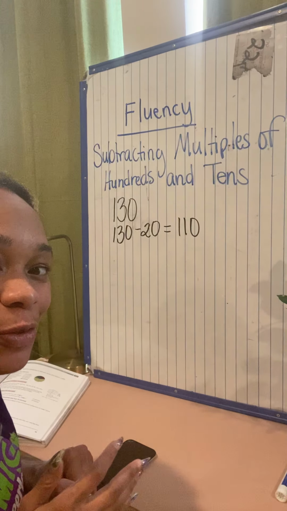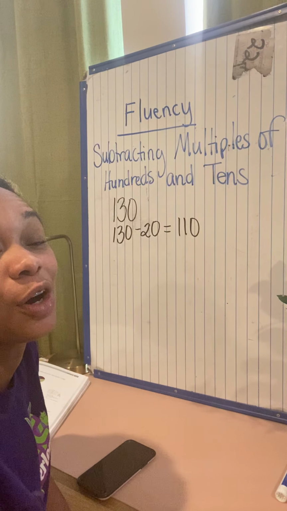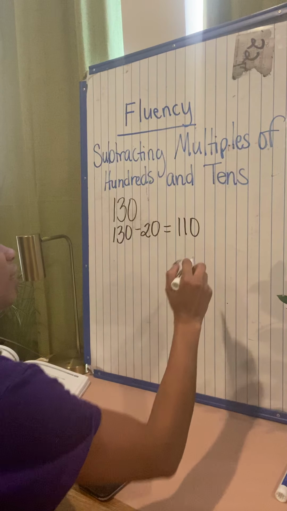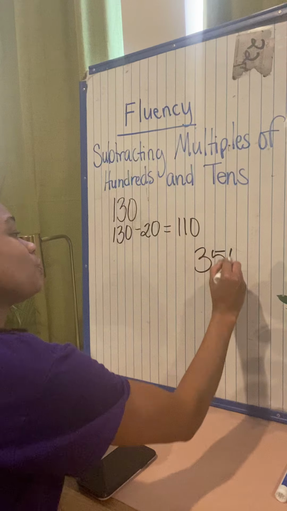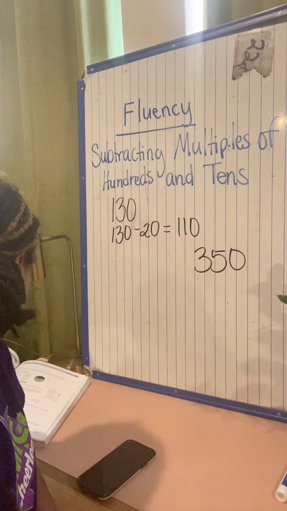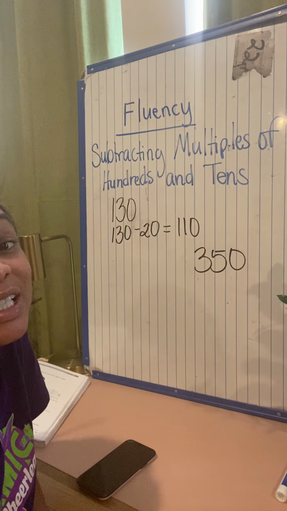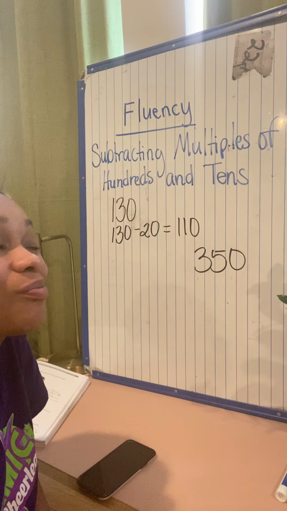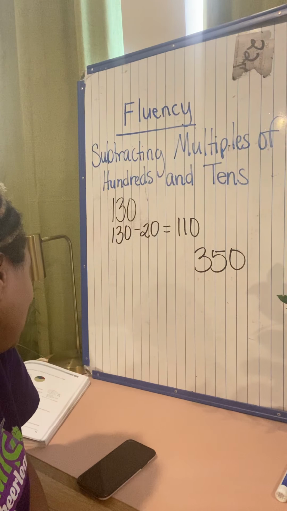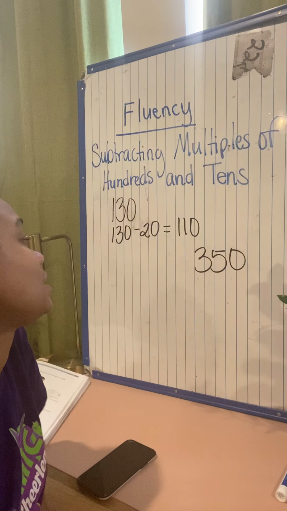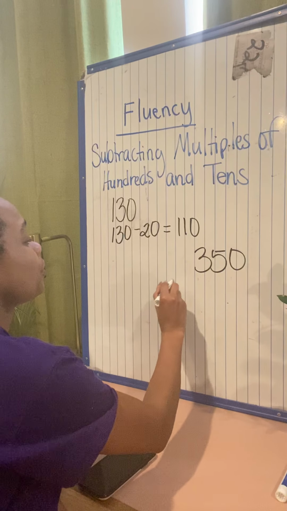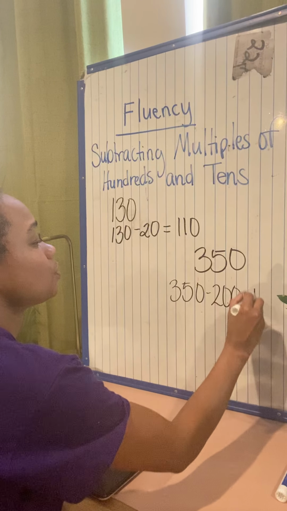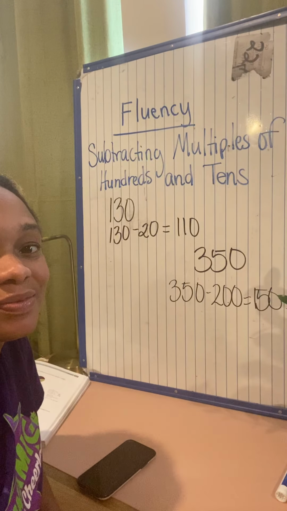So we're going to do a few more of these, and I want you to be able to go as fast as possible. So now, what's this number? Say that number in standard form. What is 2 hundreds less than 350? You're right, 150. Go ahead and give me the number sentence. 350 minus 200 equals 150.